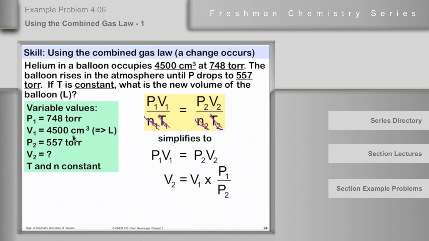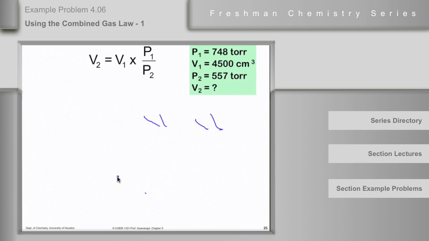So we've got V1. Let's go ahead and convert it to liters, and then we can multiply it by the ratio of P1 and P2, which are both in torr. If one of them were in atmospheres and one were torr, we'd have to change them so they're both in the same unit. Does it matter what unit? No, because the units are going to cancel out. But they have to be in the same unit. Okay.